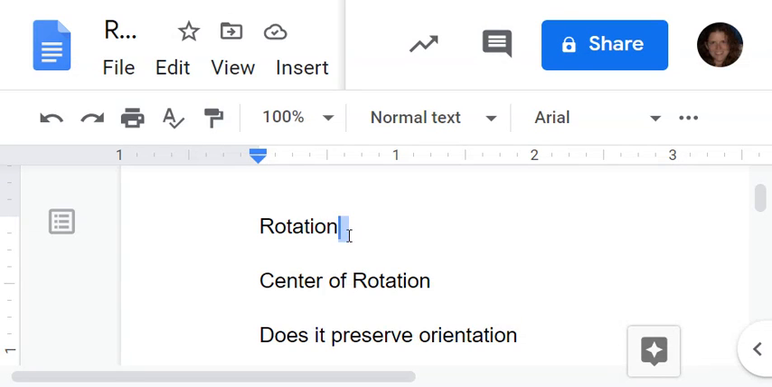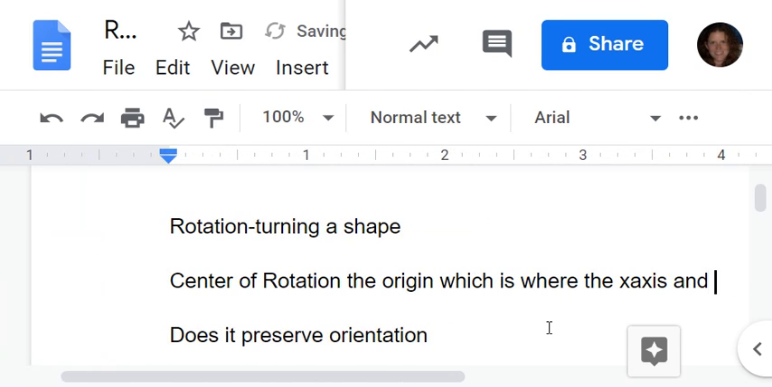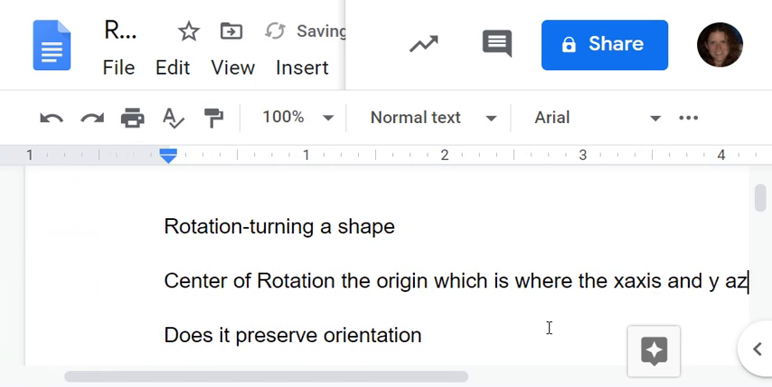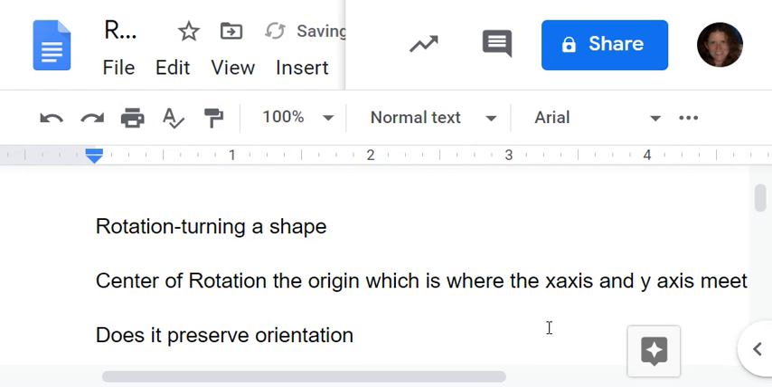Look at rotations. Rotations are turning a shape. With rotations, you need a center of rotation to turn around. We're going to turn ours around the origin, which is where the x-axis and y-axis meet. It's 0, 0.